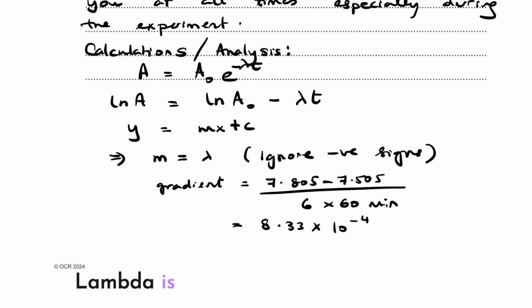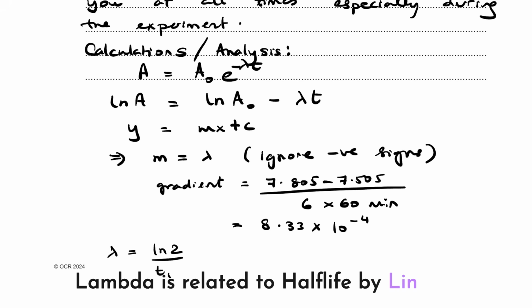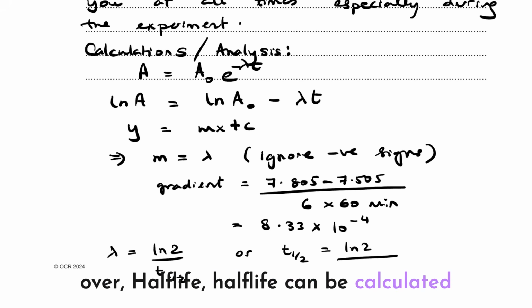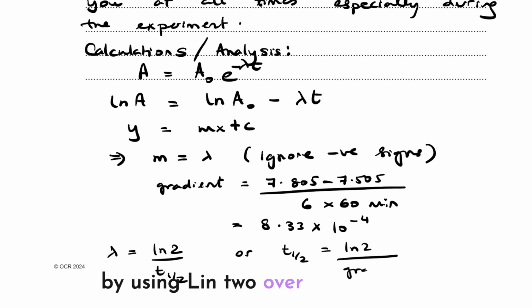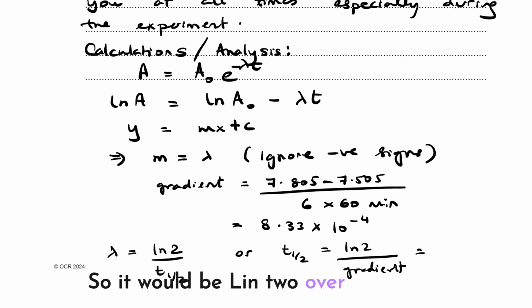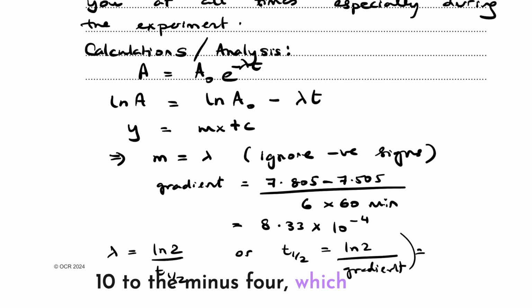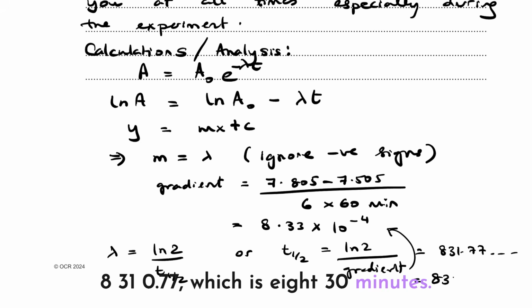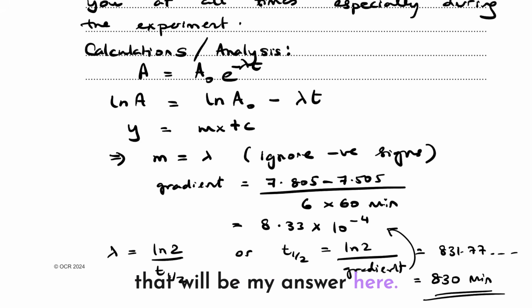Lambda is related to half-life: lambda equals ln 2 over half-life. Half-life can be calculated by using ln 2 over the gradient. So it would be ln 2 over 8.33 times 10 to the minus 4, which gives me 831.77, which is 830 minutes. That would be my answer.